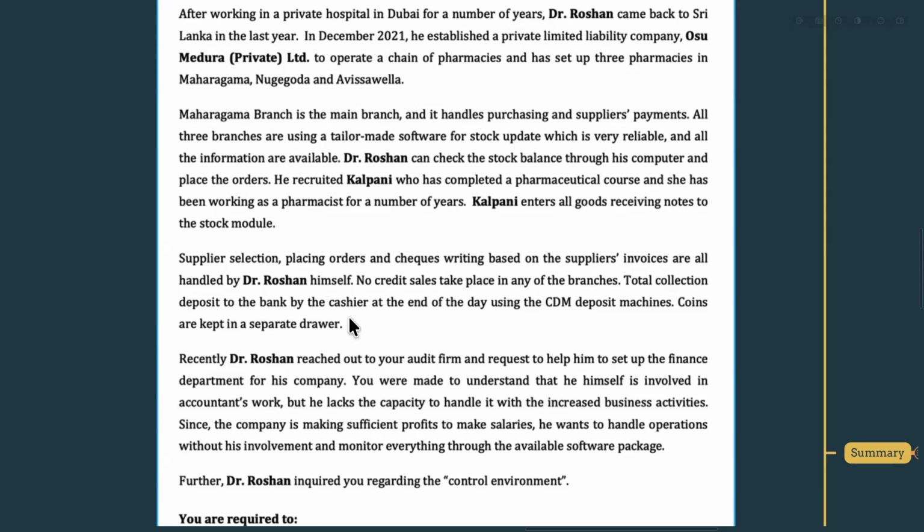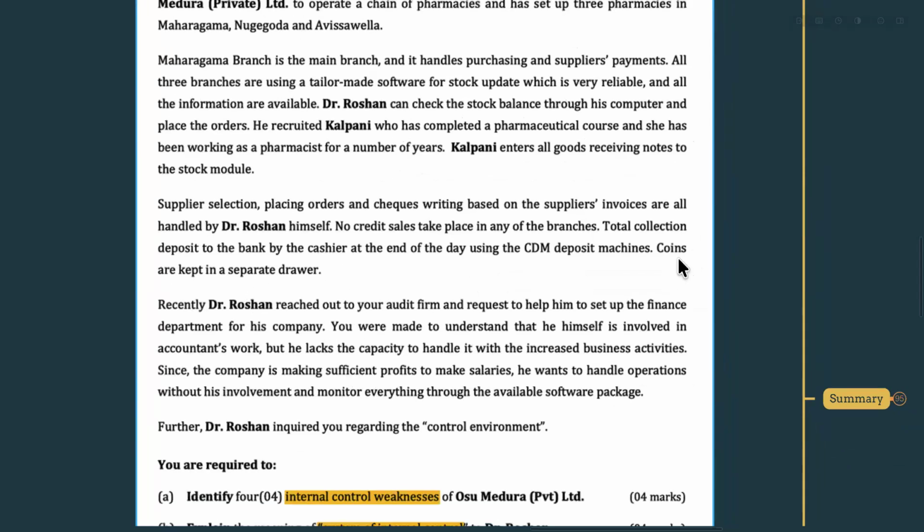Huge deficiency, right? And they are keeping coins in a separate drawer, but they are not talking about whether the drawer is safe or not. Is it controlled? Is it locked? Are there physical controls? They are not talking about that. Maybe we can write this deficiency.